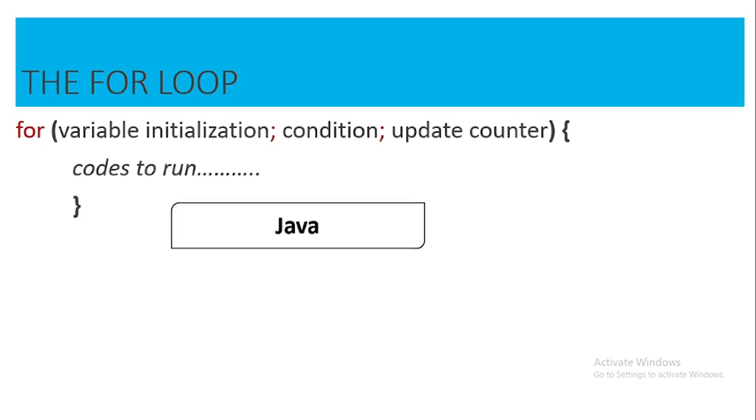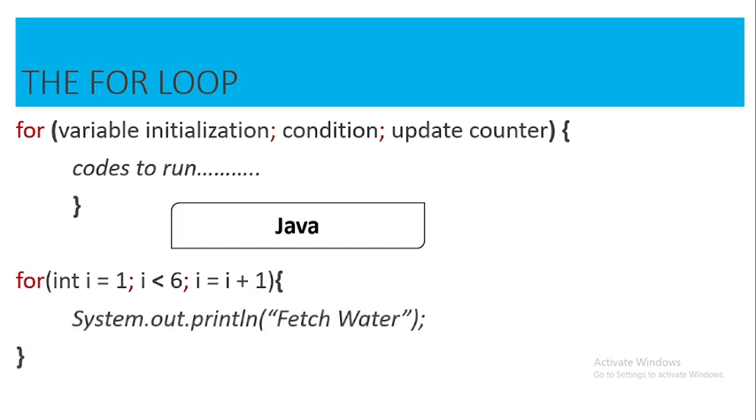Now the Java programming language. You also see the same format in JavaScript, Java, C, C++, and some other programming languages. You use this format to construct a for loop. Instead of console.log as in JavaScript, now we use System.out.println("fetch water").